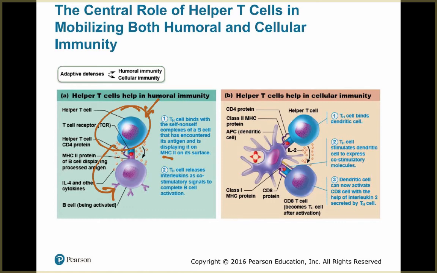And basically what happens here with the helper T cell with cellular immunity is you have these helper T cells here. They bind to this dendritic cell. This dendritic cell is going to release molecules, those interleukins that we talked about earlier. That's going to allow the co-stimulatory molecules to be expressed. And then essentially that's going to help activate the CD8 cells to become the particular helper T cells in cellular immunity.